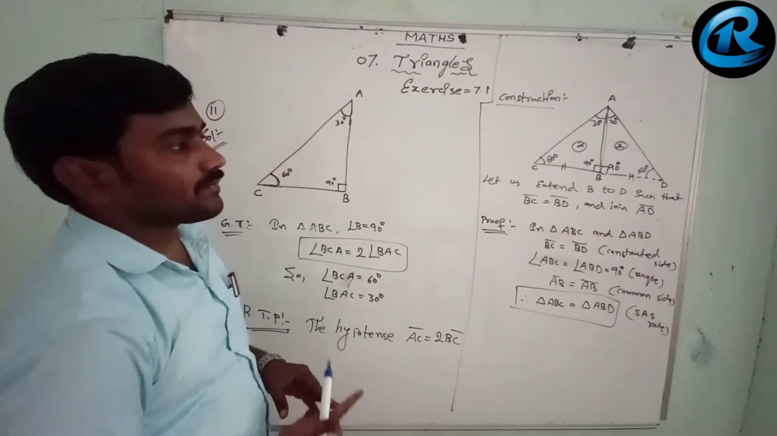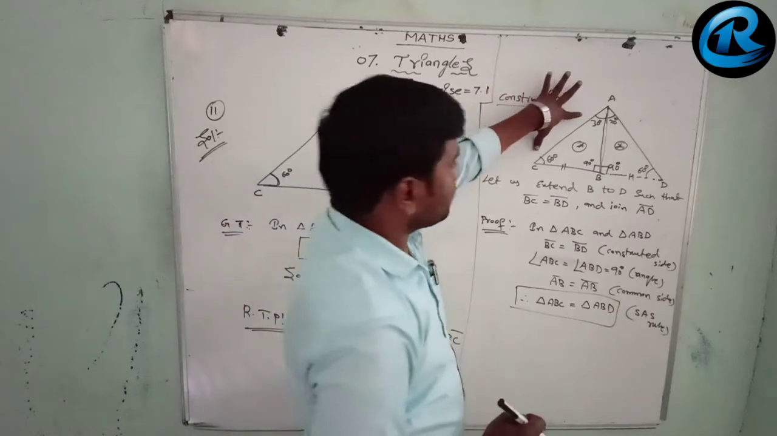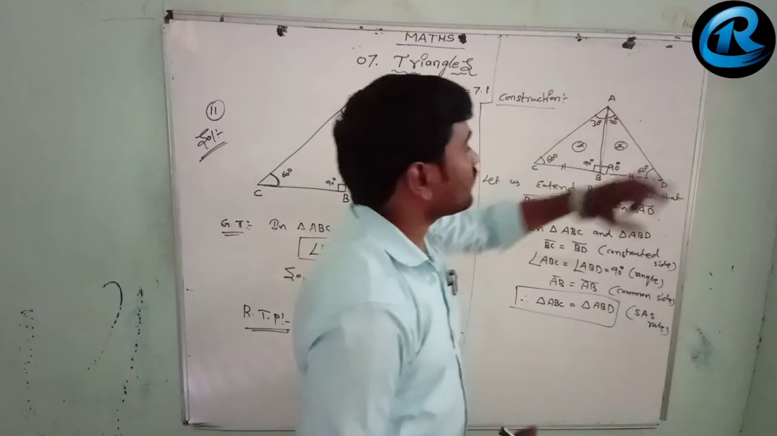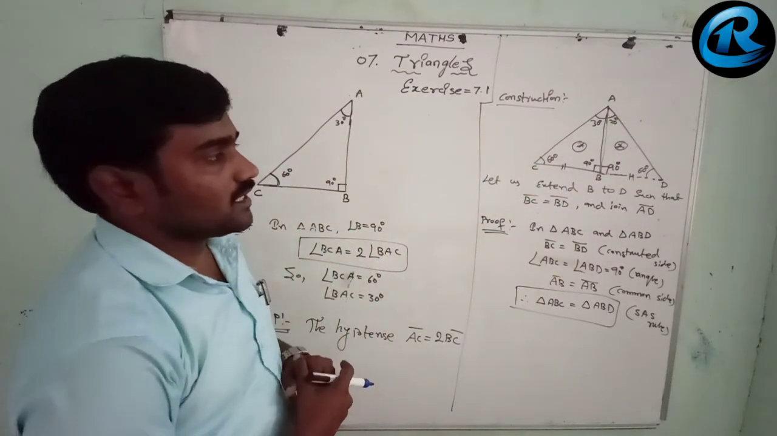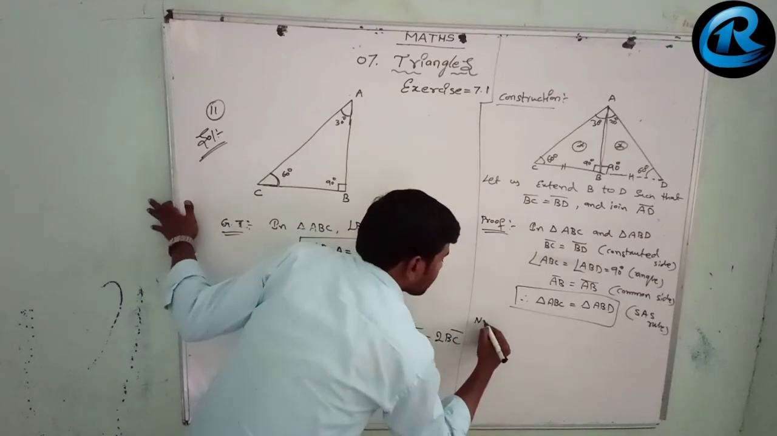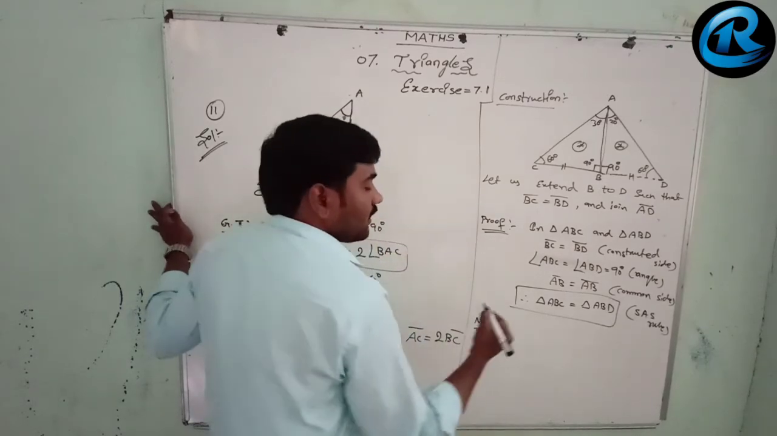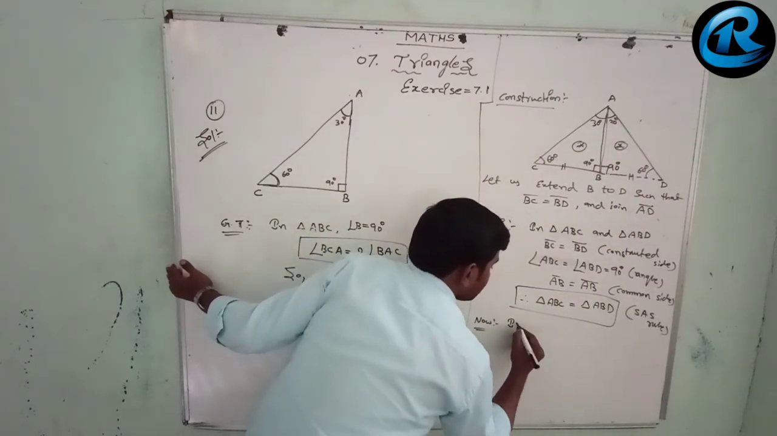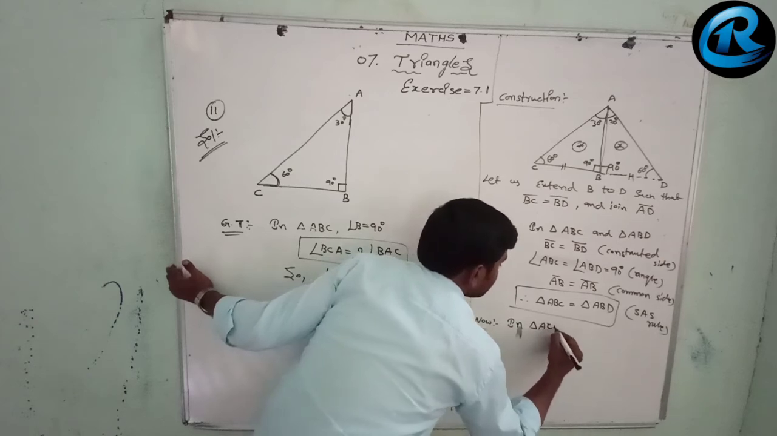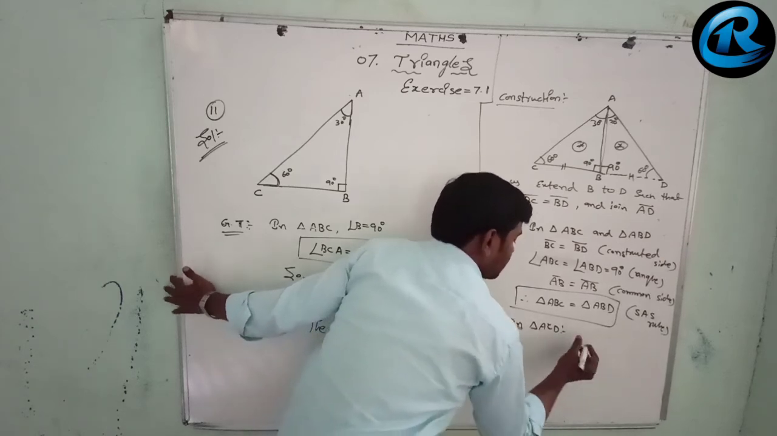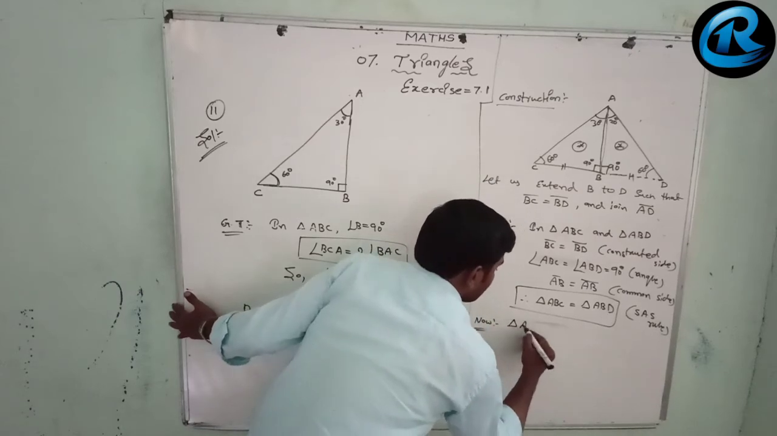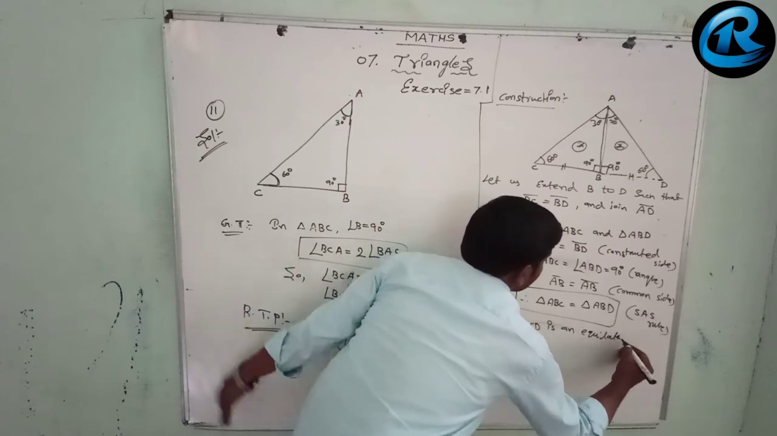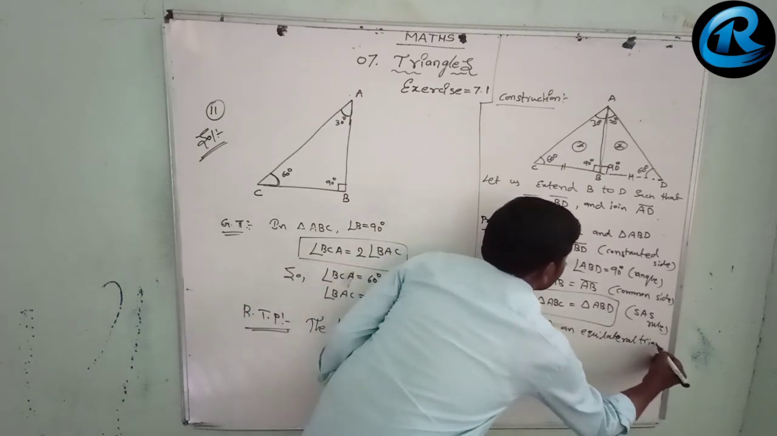But what do we have to prove? We need to prove that the hypotenuse AC is twice BC. Now already we know that in triangle ACD, it is an equilateral triangle, no? Why is it an equilateral triangle?